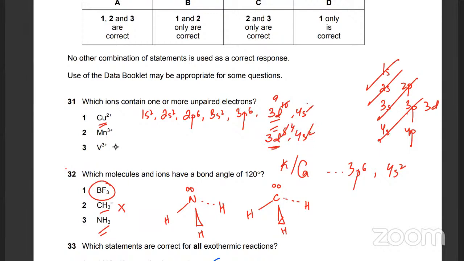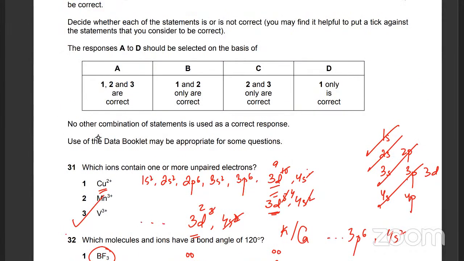And vanadium, what is scandium, titanium, vanadium? That's, I think, 22. So 23. Okay, so it's 23. So 23 is going to be 4s2, that's 20, and then you have 3d3, right? So it's going to be 4s gone and 1 from here as well. So you still have unpaired electrons. So I think all 3 of them are correct. All of them have unpaired electrons. Is that clear? Yes.